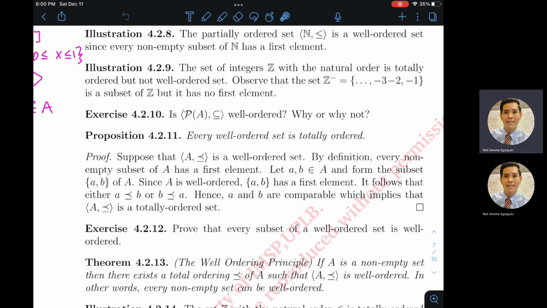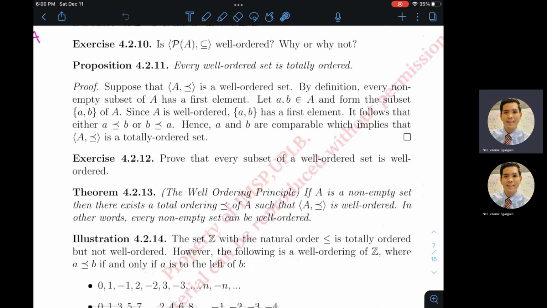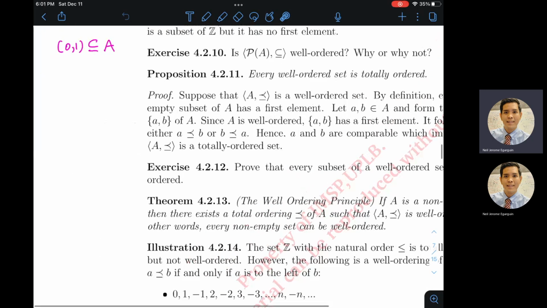Okay. Now, let's look at some nice results. Proposition 11. In Proposition 11, we say that every well-ordered set is totally ordered. And it's a nice property, right? Alam na natin na hindi lahat ng total orders ay well-ordered. Pero the converse pala is true by Proposition 11. It tells us that every well-ordered set is totally ordered. And let's try to write a proof for that.